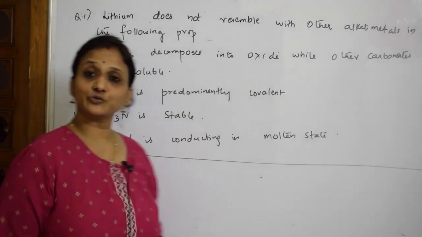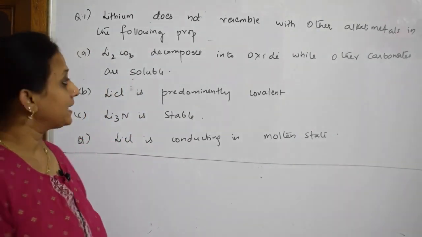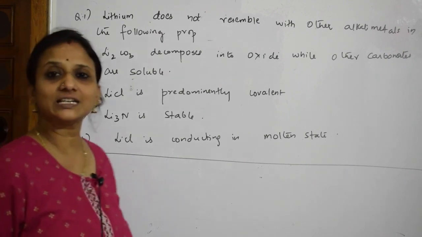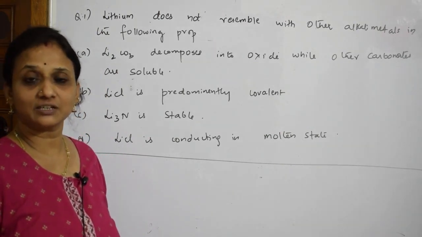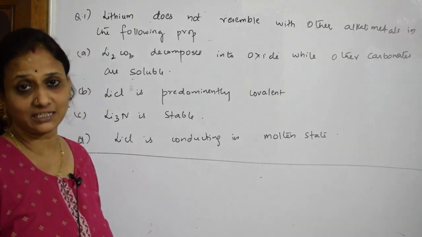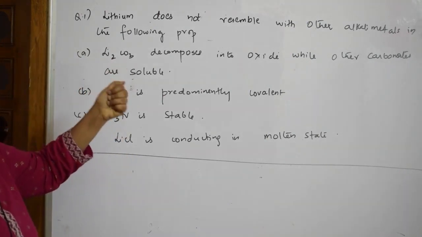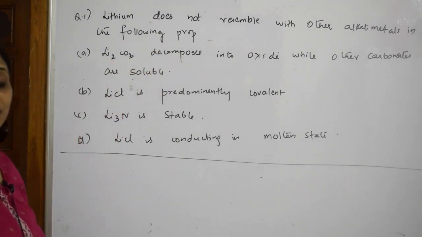After the explanation of lithium, let us see one very important question related to lithium. What do they give us here? Lithium does not resemble other alkali metals in the following properties. Just now we studied the resemblances of lithium with alkali metals, and also the dissimilarities. They're asking which property lithium does not resemble with other alkali metals. Dissimilarities, they're asking us.